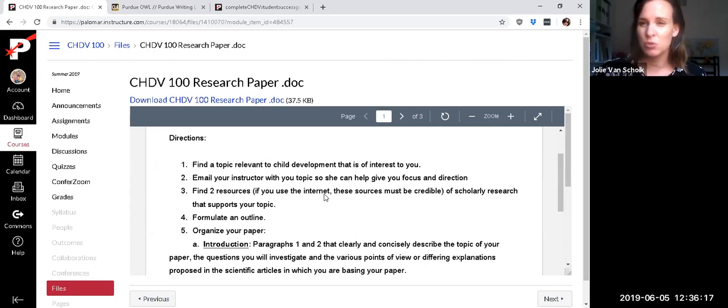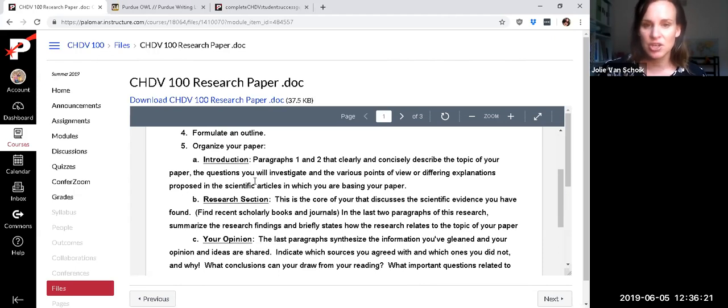An outline is a really good way of structuring your paper, because you're going to have an introduction with a paragraph 1 or 2 that describes the topic. You could have a question that you want to pose and that you're going to answer in the body of the paper, or points of view, differing explanations, the scope of it as well.